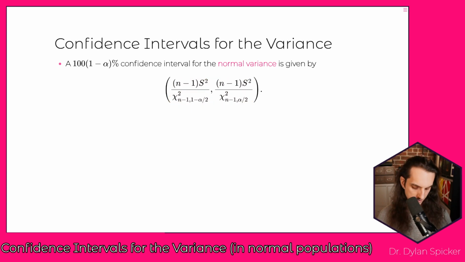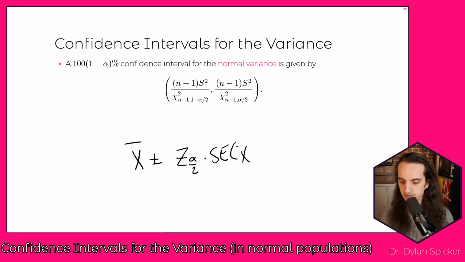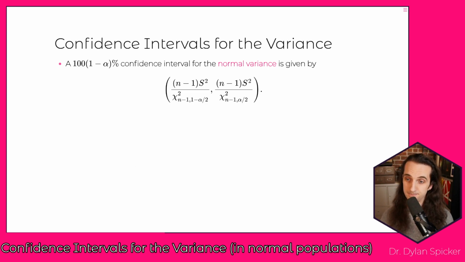And because of that, it does not take the form that is quite common for confidence intervals, right? We often have something like x bar plus or minus our critical value, say z alpha over 2, times the standard error of x bar, right? This is a very common format. The interval that we have here does not actually follow this format. And so because of that, it is working in a different paradigm a little bit.